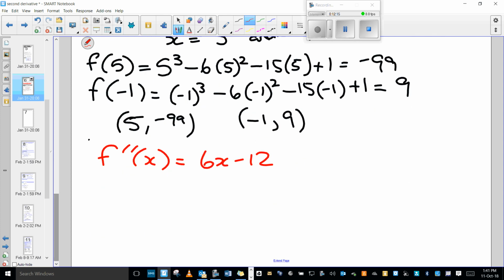And now what we're going to do is find the value of that second derivative at these 2 points. So when x is 5, f double dash 5 would be 6 lots of 5 subtract 12. What's 30 subtract 12? 18.